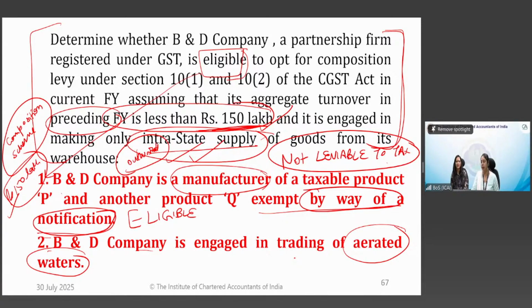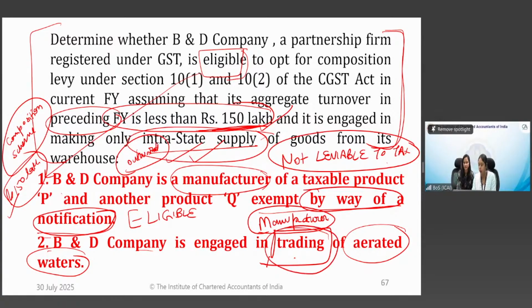Very good, Prashant. Exactly the exact point which we wanted to highlight you have given. This is the keyword. So that non-eligibility, that notified goods, it is applicable for manufacturer. And here B&D company is engaged in trading of aerated waters.